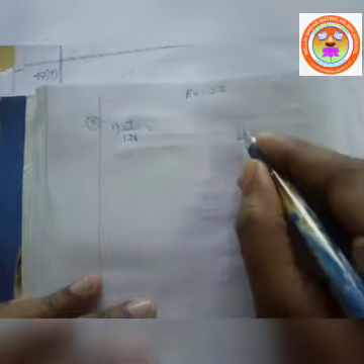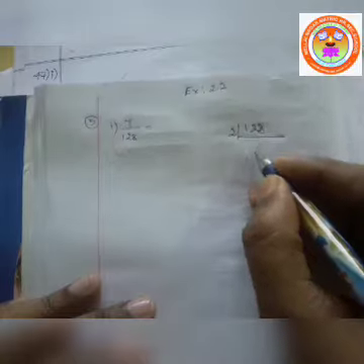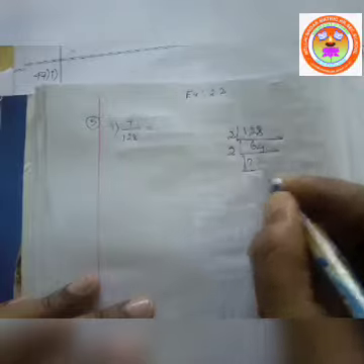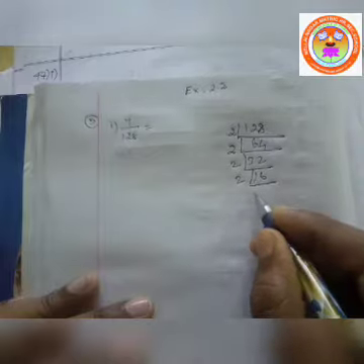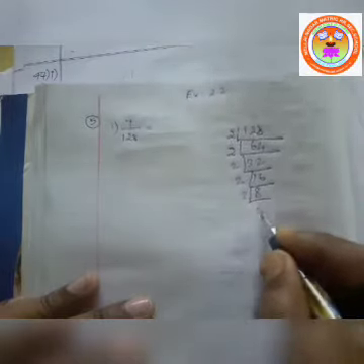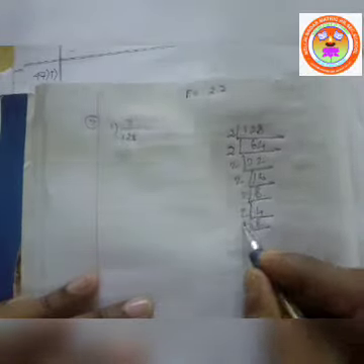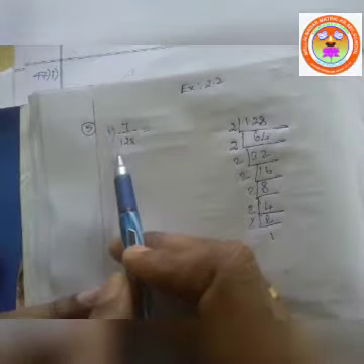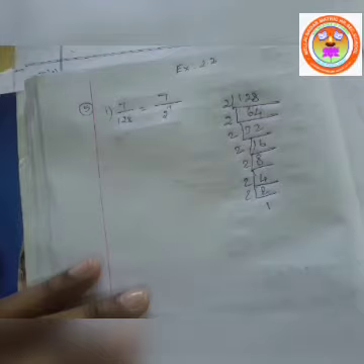So do the prime factorization of 128. 2 times 64, 2 times 32, 2 times 16, 2 times 8, 2 times 4, 2 times 2, and again 2 times gives 1. So this 7 by 128 we can write as 7 by 2 power 7.